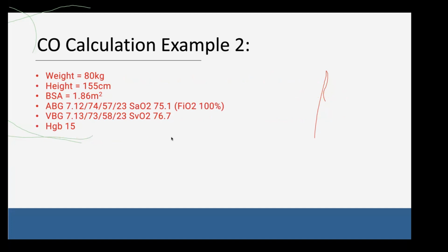And on her first gas, her ABG is 7.12, her PaCO2 is 74, her PaO2 is 57, calculated bicarb of 23, and her SaO2 is 75.1 on 100% FiO2 by vent. Her venous blood gas shows a pH of 7.13, and the central venous is 76.7, and the hemoglobin is 15. What do you guys think about these numbers?